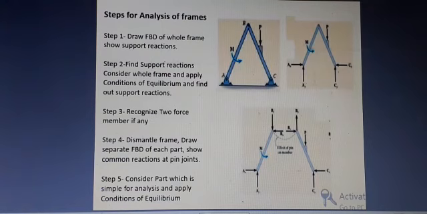Now, the steps of the analysis of a frame. The first step is similar to that of the truss: draw the FBD of the whole frame, show the support reactions, then find the support reactions by applying the conditions of equilibrium. Step three, recognize the two-force members, if any. Step four, dismantle or dismember the frame. Draw a separate FBD of each part, show the common reactions at the pin joints, then consider each part and analyze it by applying the conditions of equilibrium.